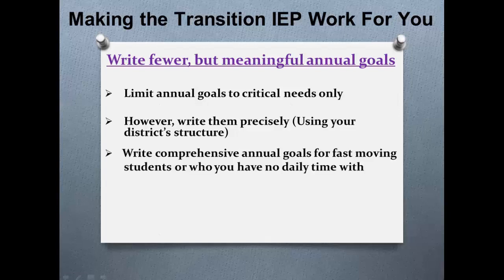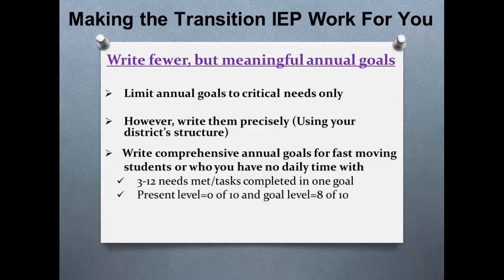Another thing that you want to consider is to write comprehensive annual goals for fast-moving students or students that you have very little time with. What you want to do is write 3 to 12 needs met, tasks completed in one goal. The present level would be 0 out of 10 tasks that have been completed, and the goal level would be 8 out of 10.